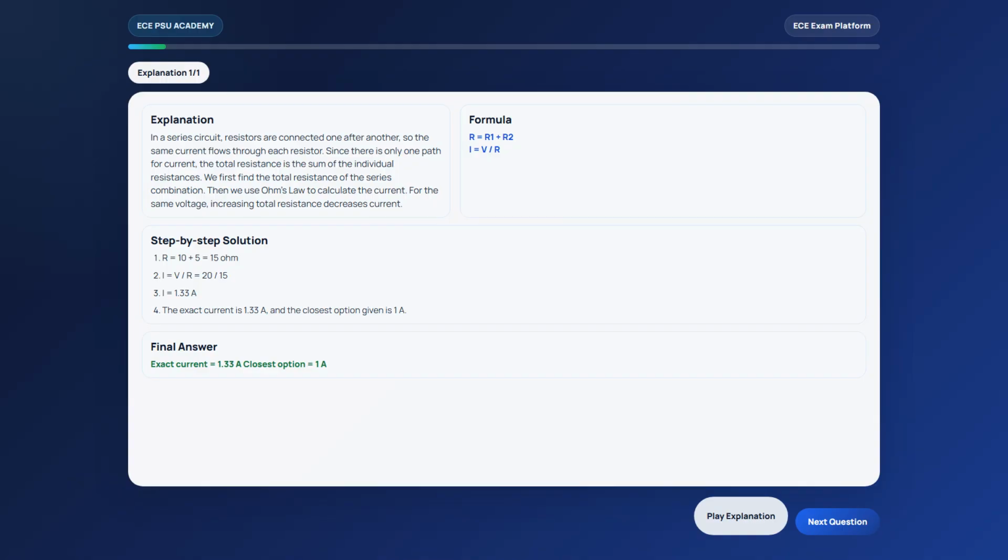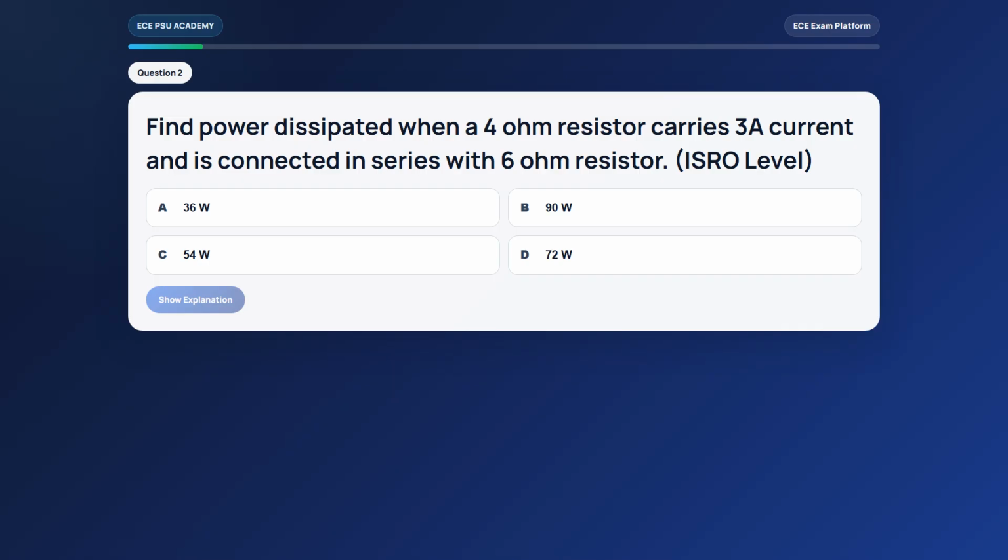Step 4. Compare with the given options. The calculated current is 1.33 A, but looking at the options, the closest value is 1 A. This is because the options are multiple choice and may not include the exact decimal value.